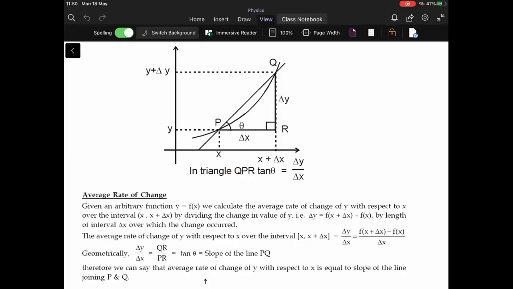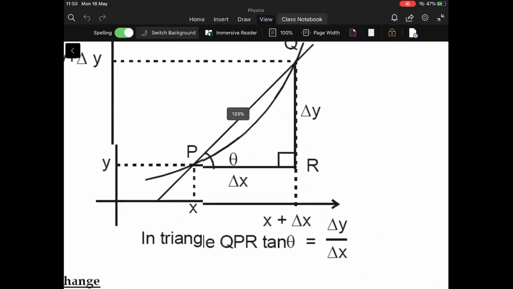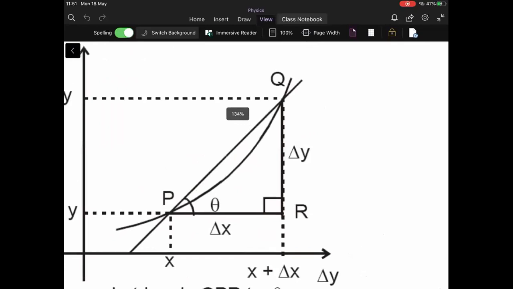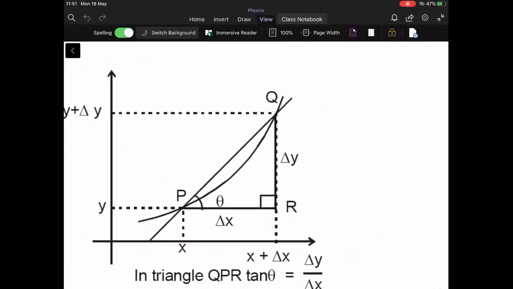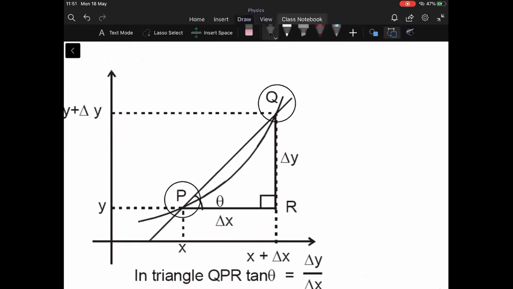So what we are going to do is, we are interested in finding the slope of this curve. Out of this curve we choose any 2 points which are nearby. So this is point P and this is point Q. You choose to find the average slope of the curve between these 2 points.